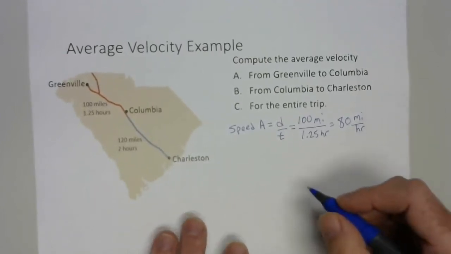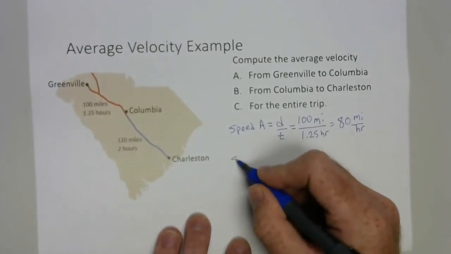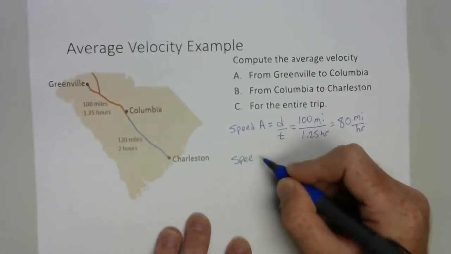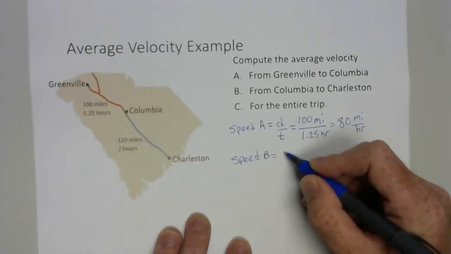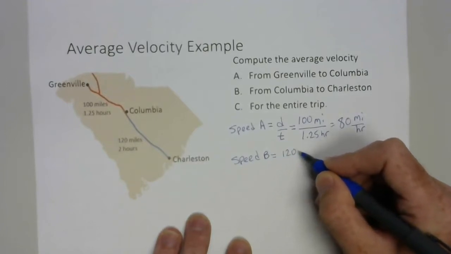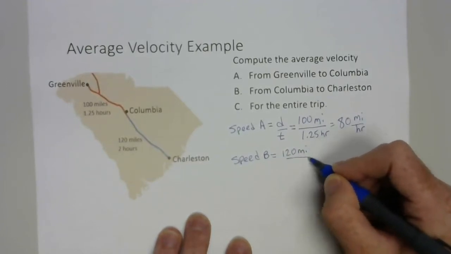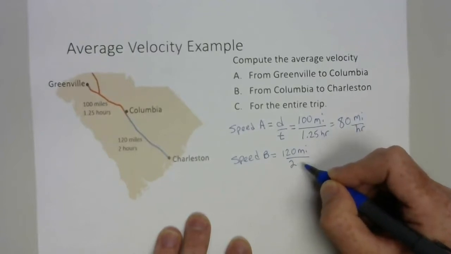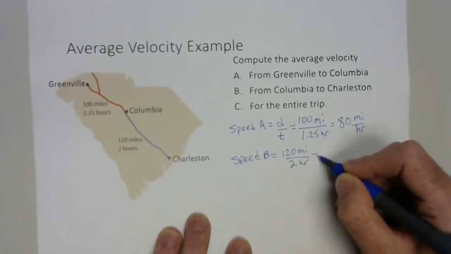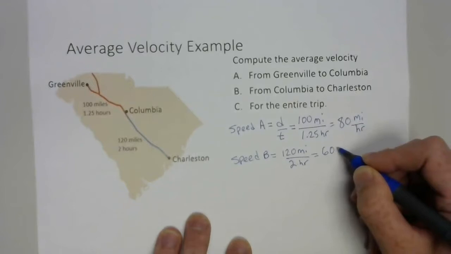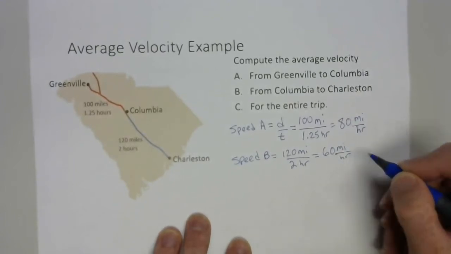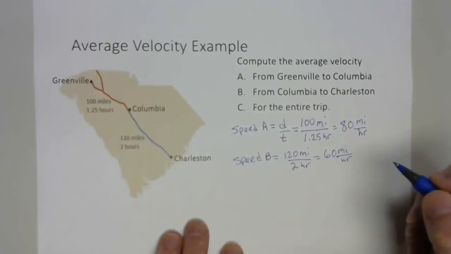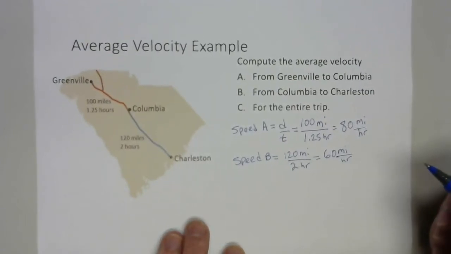Now, for segment B, doesn't look like it's going to be as fast. So speed for segment B, still distance divided by time, but it's going to be 120 miles over 2 hours. Or you're traveling an average of 60 miles per hour. So a good bit slower. You might have been doing the speed limit on that one, or hit a little traffic even.